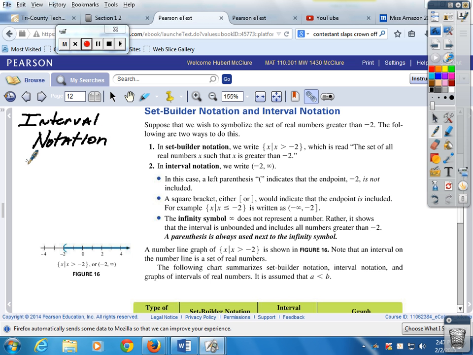One, you read from left to right. Two, it is simple. And three, you don't have to write a big long sentence. It's short. Short and sweet, short and simple, whatever you want to call it.